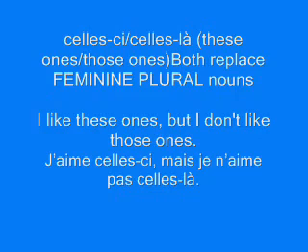I mean, it's the same thing. The suffix ci indicates that the object is near, while the suffix la indicates that the object is far. Or it also indicates the notion of preference. These ones, those ones, this one, that one. Celui-ci, celui-là, ceux-ci, ceux-là, celle-ci, celle-là.